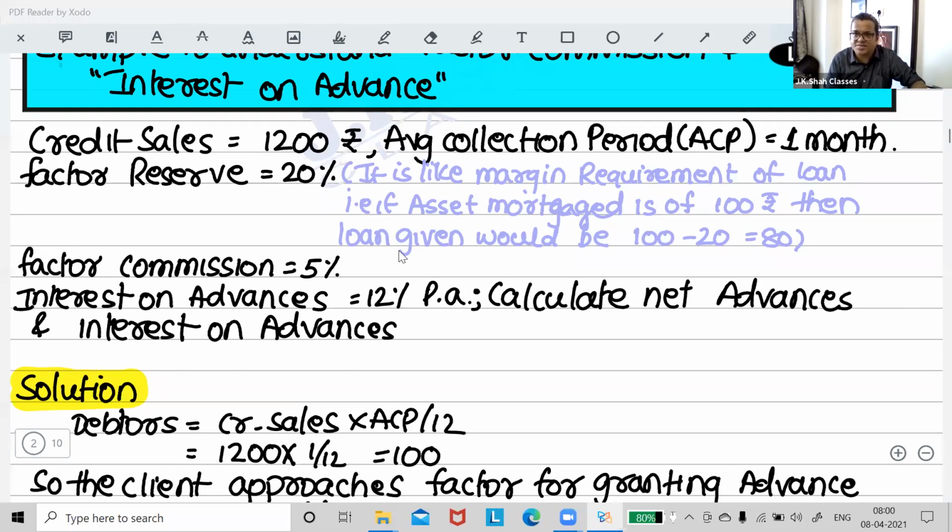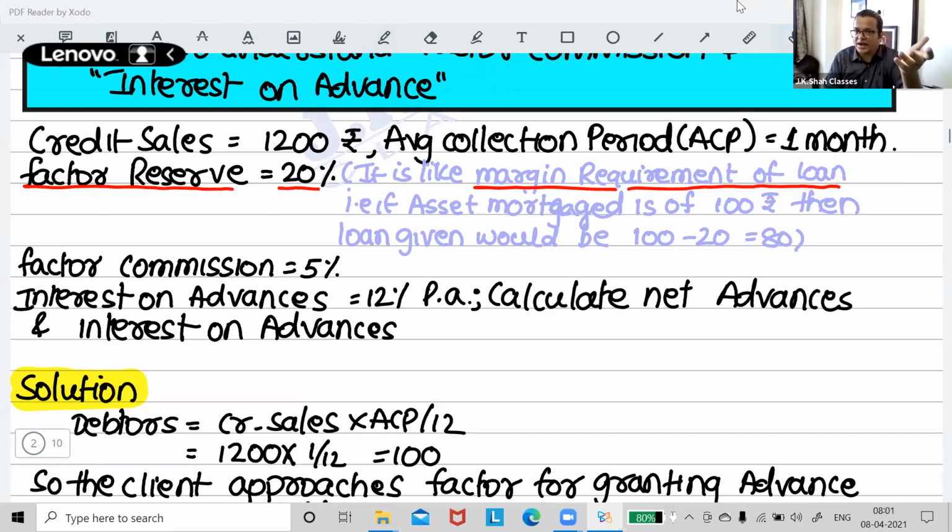Average collection period, ACP, is 1 month. Factor reserve is 20%. This is a new term, and I'm explaining it. It is like the margin requirement of a loan. Guys, you know what the margin requirement for a loan is? I go to the bank and mortgage my asset of 100 rupees. Will I get all 100 rupees as a loan? Never. I'll get a loan of a lesser value, maybe 90, maybe 80, maybe 70. So the difference which is not given to me as a loan is the margin requirement.